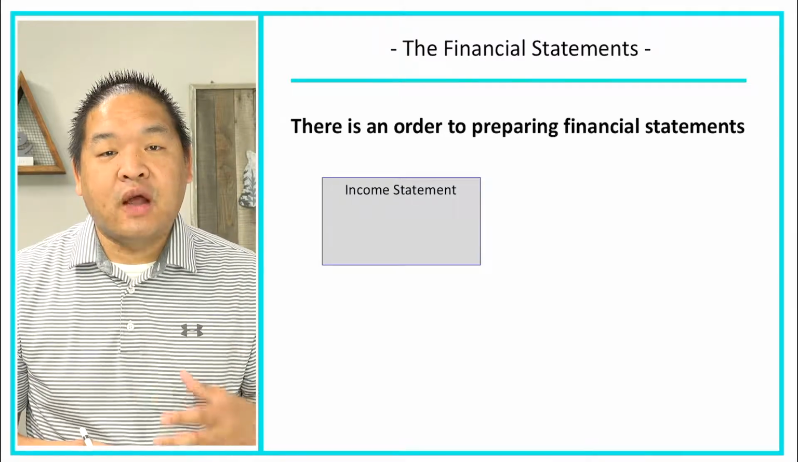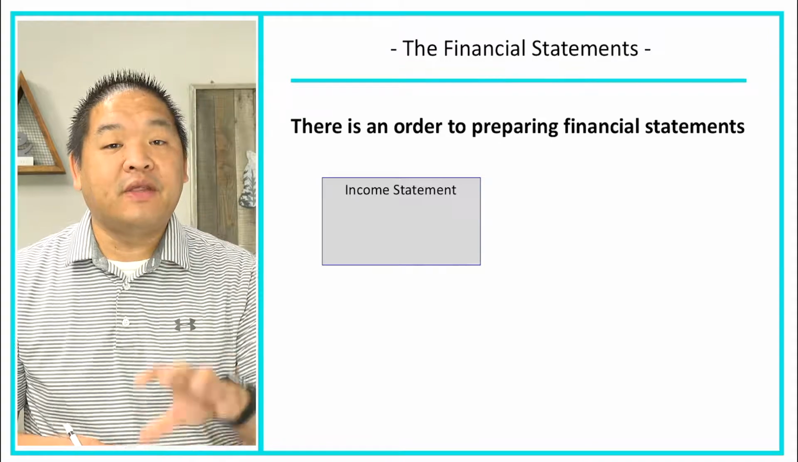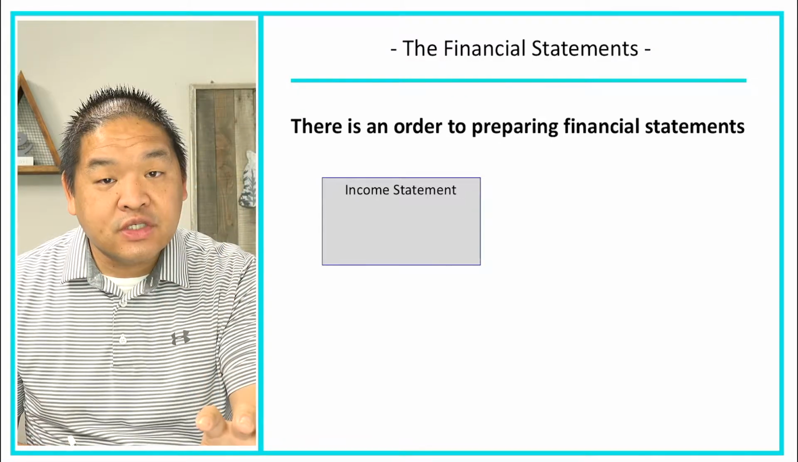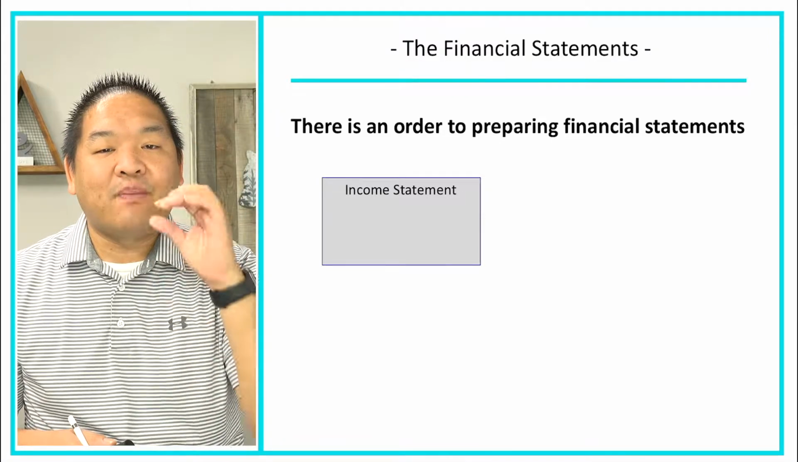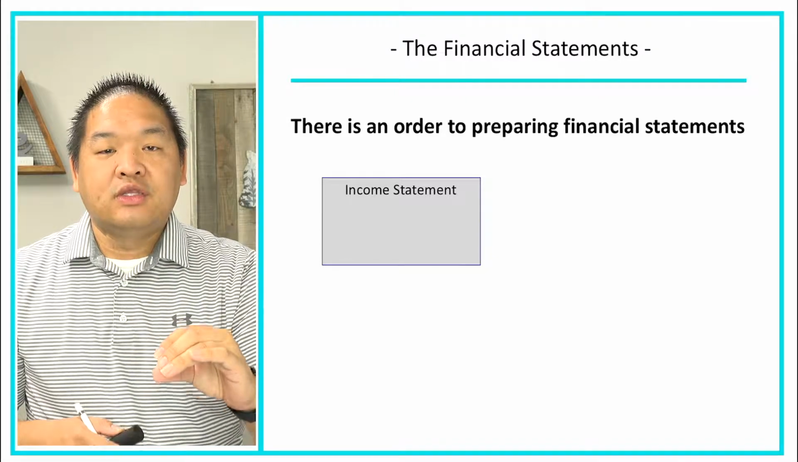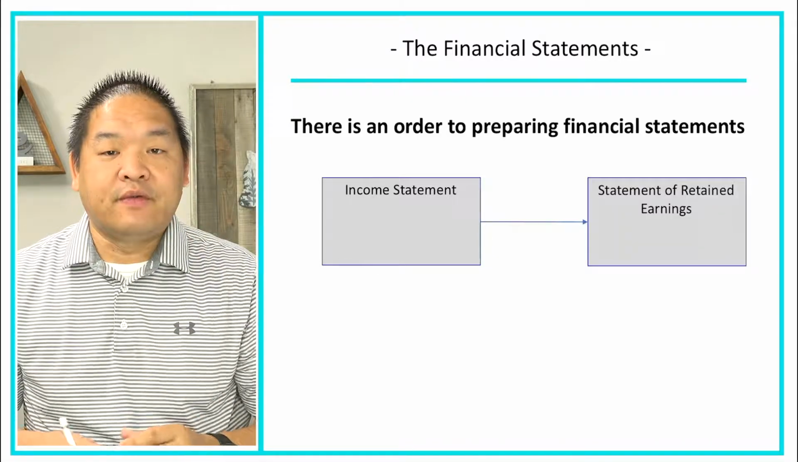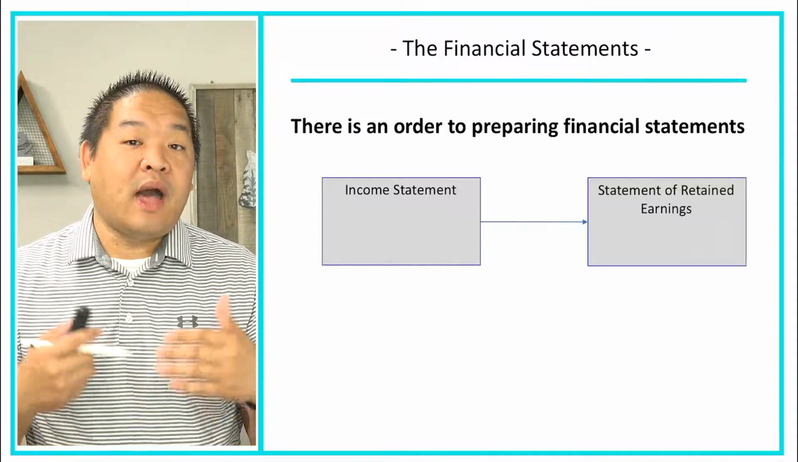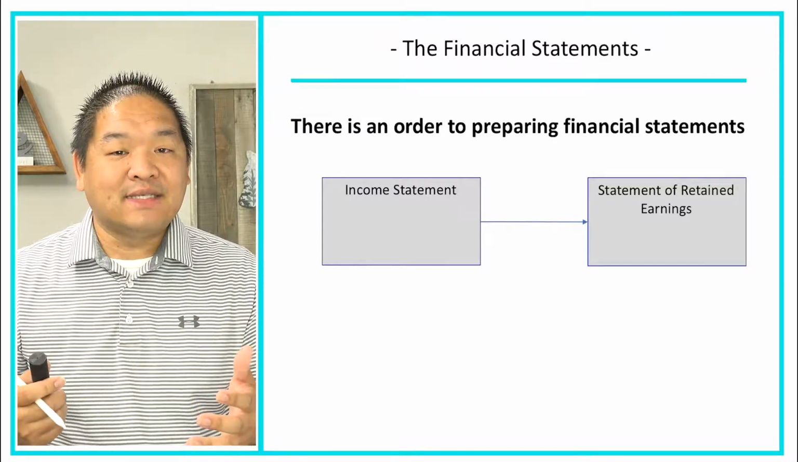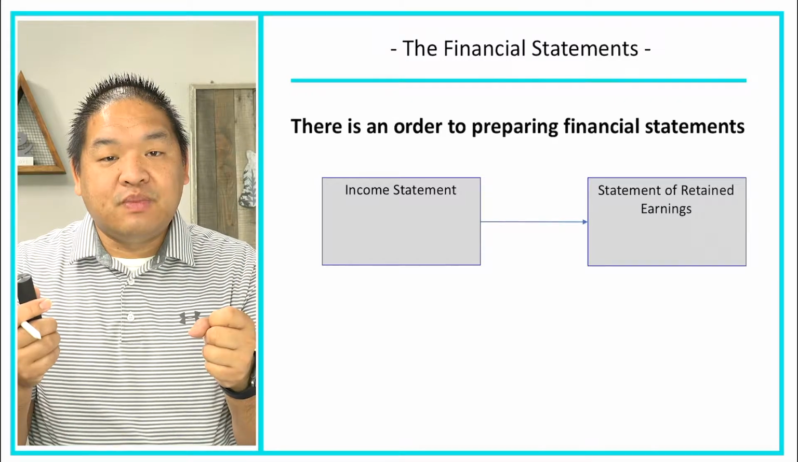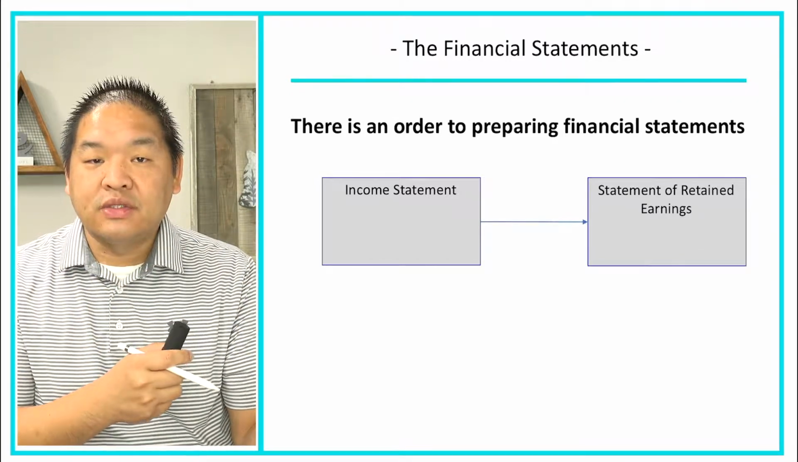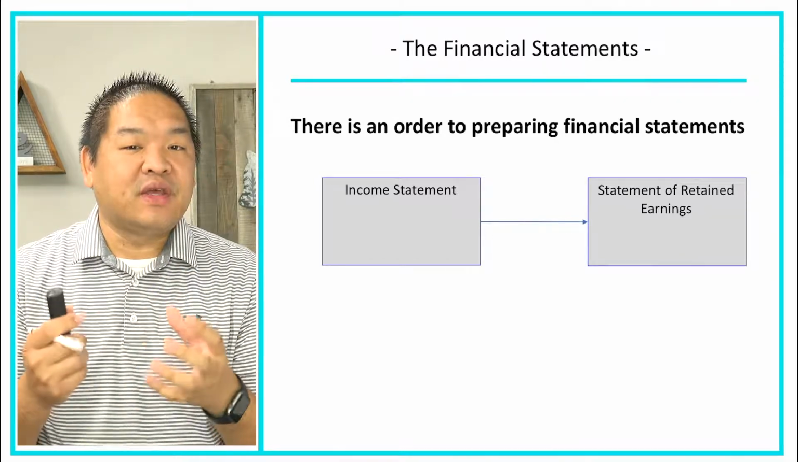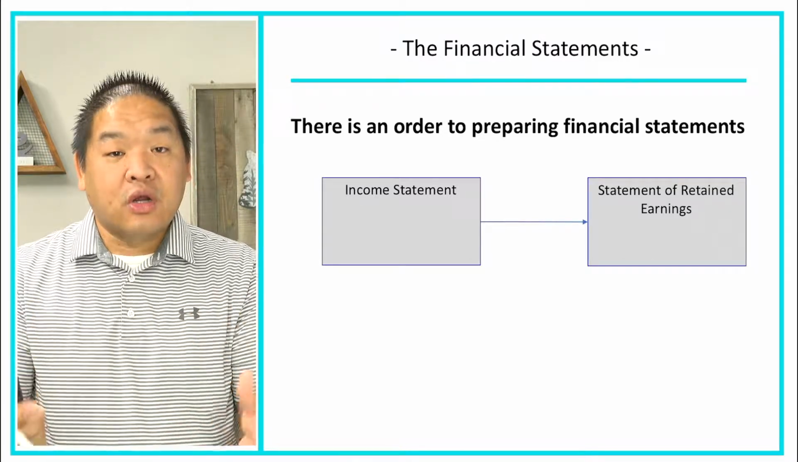The first one that we start off with is the income statement. So we actually prepare the income statement first because we need that profit number to be able to prepare the statement of retained earnings. So we can't do the statement of retained earnings without the profit because we need to know how much profit the company has, and then of that amount, how much is being distributed to shareholders and how much is actually staying with the company in the form of retained earnings.